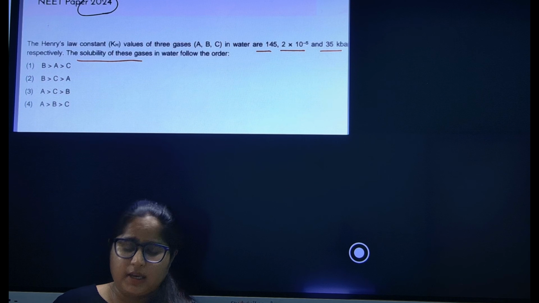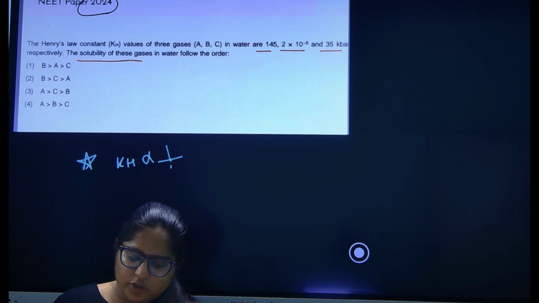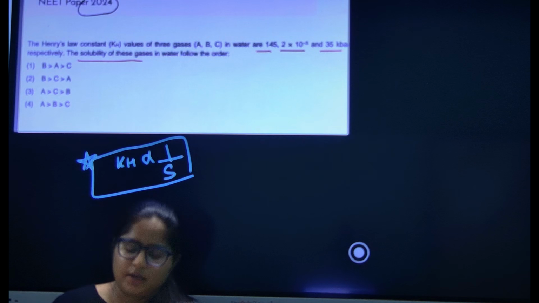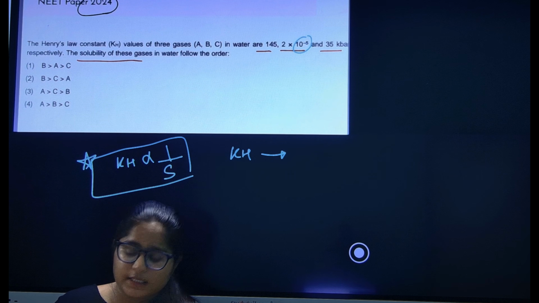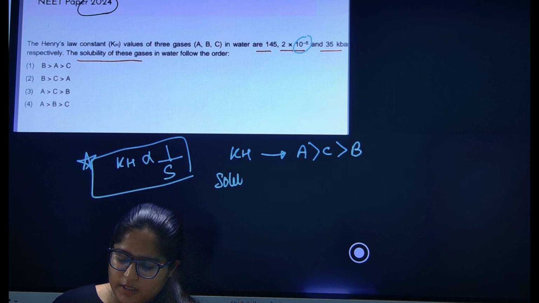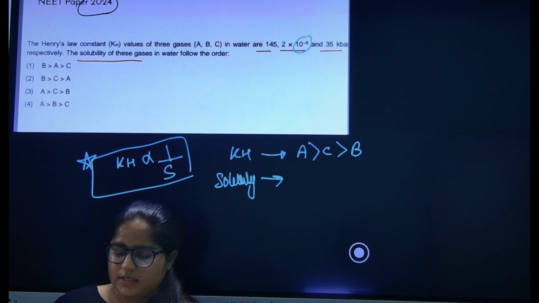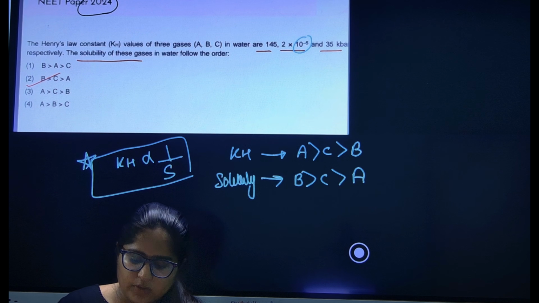The solubility of gas. Those who don't know the concept, for them I am writing one star point here. Henry's constant is inversely proportional to solubility. So first you arrange Henry's constant values. A is 145, then B is 2 into 10 to the power minus 5, which is very less, and then 35 kilobar. So who is the maximum? A, after that C, and then B. And just now I have told you solubility is inversely proportional to Kh, right? So who will be maximum soluble? B, then C, then A. B, C, A means option number 2 is the right answer, right?